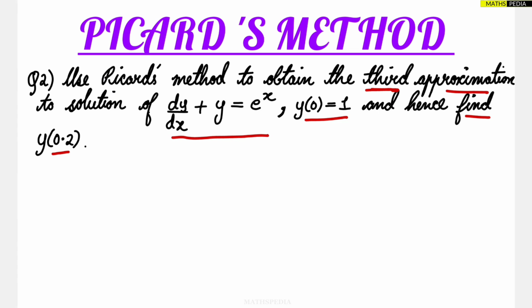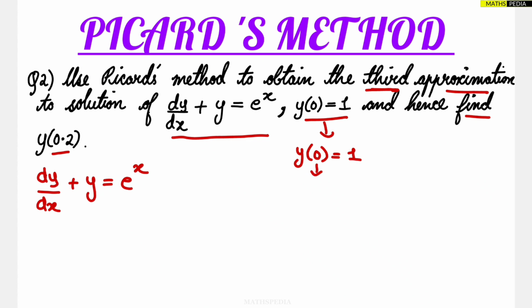Okay, so let us start with the differential equation. dy by dx plus y is equal to e power x, they have given. And from here, see, this particular part inside the function basically represents the x naught value which is 0, and the outside RHS part represents the y naught value which is 1. Okay, that's the meaning of that.